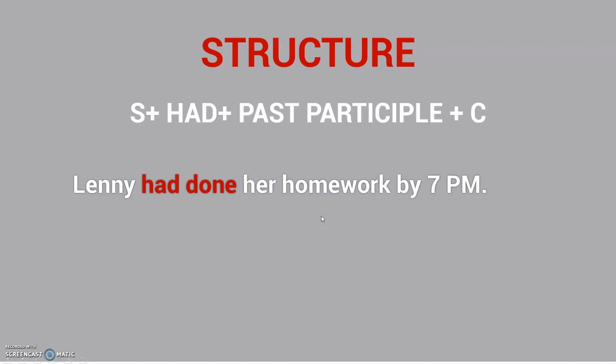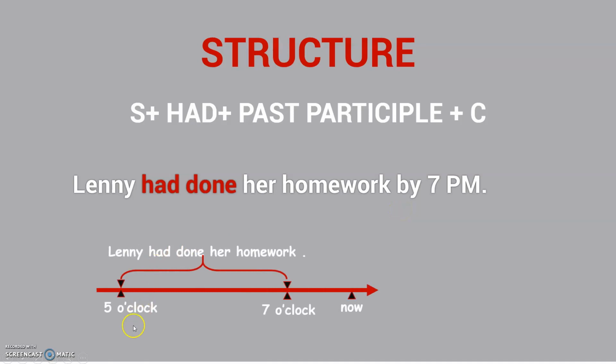One important thing to remember in past perfect, we're always going to have a time expression. Okay? So let's look at the timeline right here. Between, let's say, 5 o'clock and 7 o'clock, Lenny had done her homework, right? So this is the past, and before 7, we had this action. One action before another action in the past.